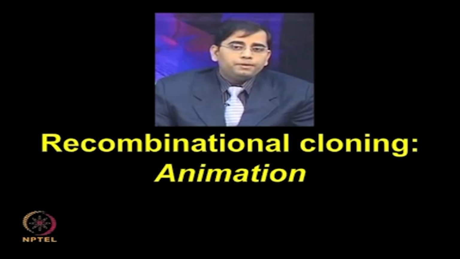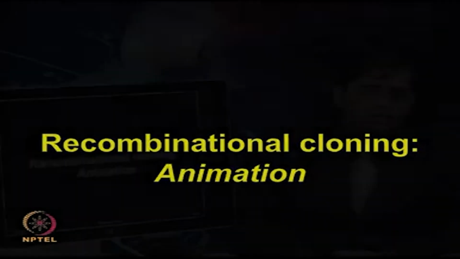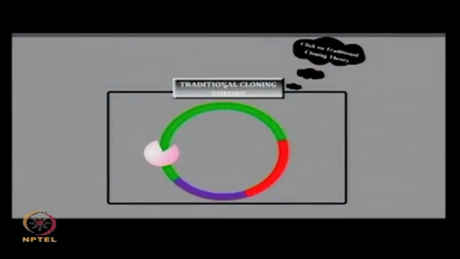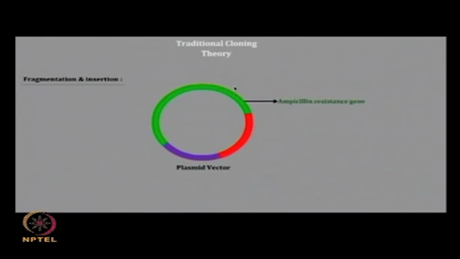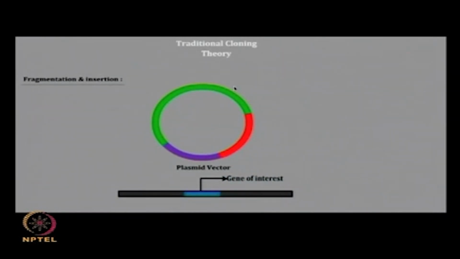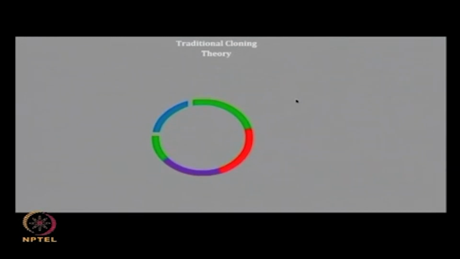So, let me explain the basics of cloning as well as recombinational cloning in the following animation. Since we are discussing recombinational cloning, let us also briefly touch upon traditional cloning, so that it will be easier to compare traditional cloning versus recombinational cloning. The conventional cloning protocol makes use of a restriction enzyme that fragments the selected plasmid vector as well as the DNA sequence containing the gene of interest at the same recognition site.